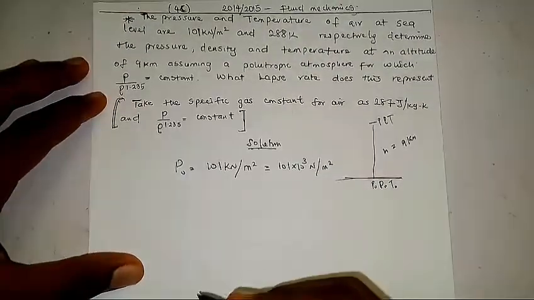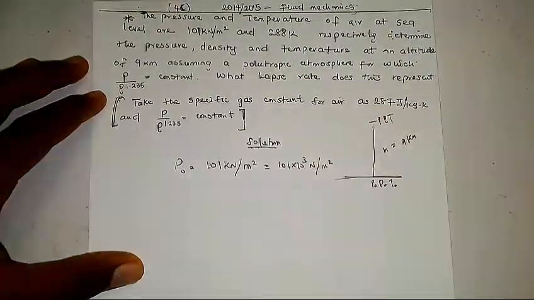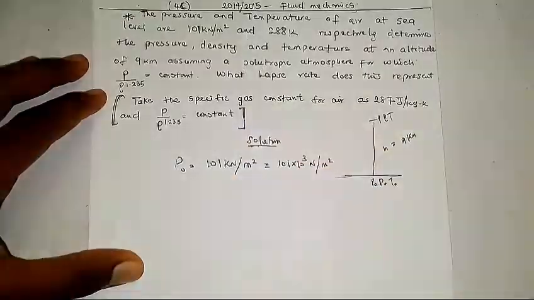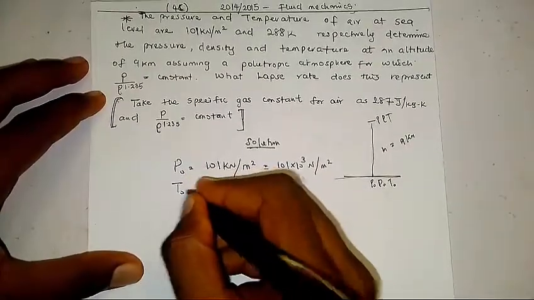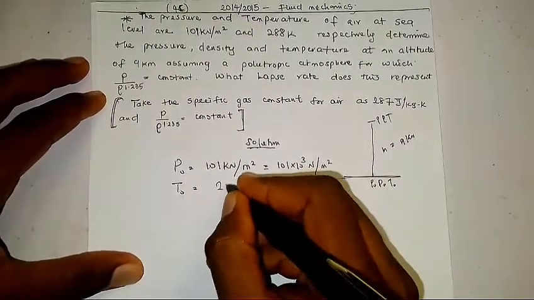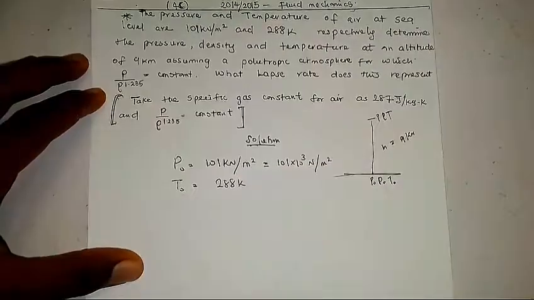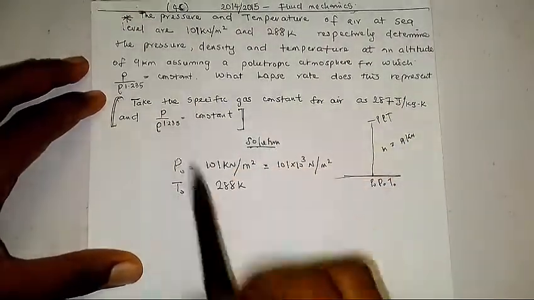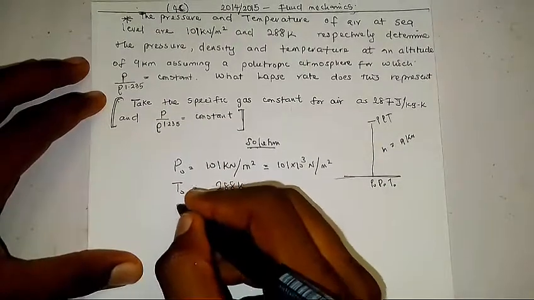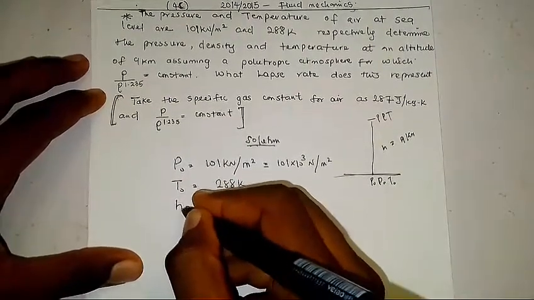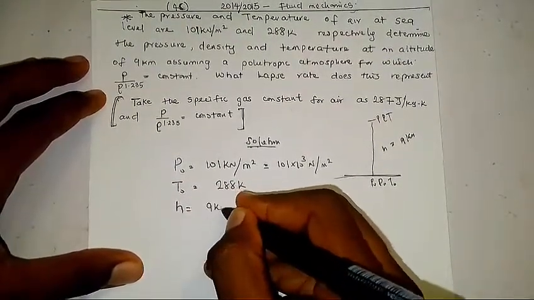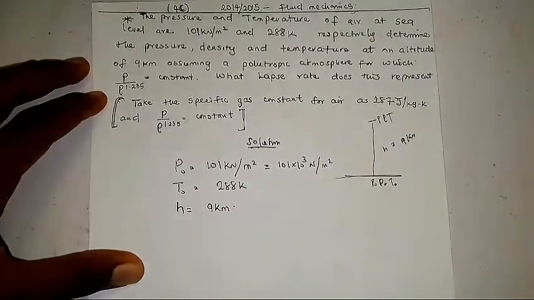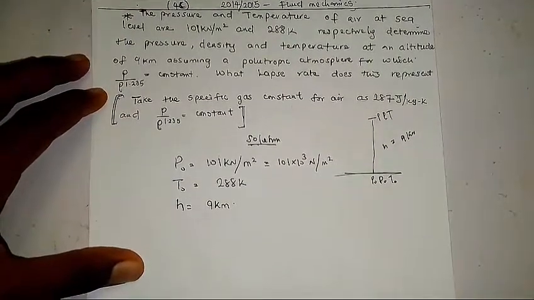Now they gave me my initial temperature, which is T naught equals 288 Kelvin, right? Now they gave me my altitude, which I can represent as H, 9 kilometer, right? Now what else were we given?